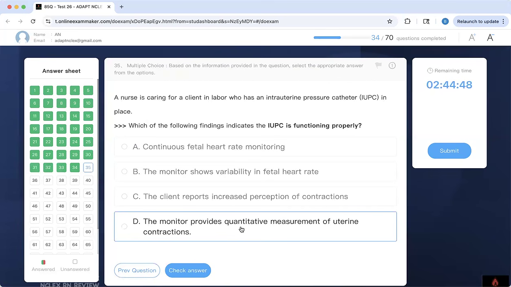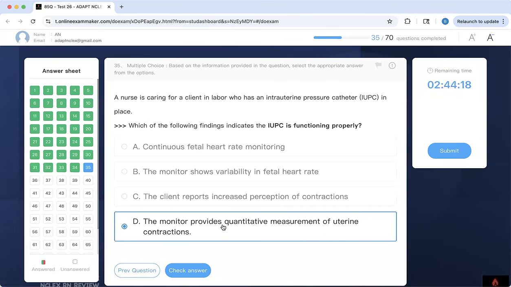Continuous fetal heart rate monitoring. The monitor shows variability in the fetal heart rate. The client reports increased perception of contraction. The monitor provides quantitative measurement of the uterine contraction. Which one indicates that the intrauterine pressure catheter is properly functioning? Pick your answer. I can tell you the right answer is D.